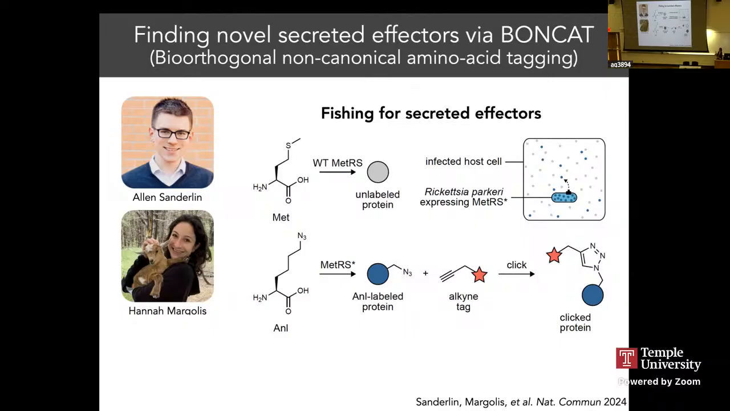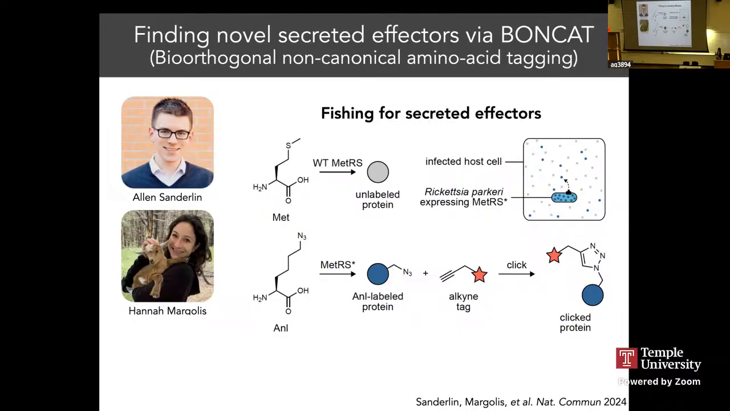And so he used this technique called BONCAT. Essentially, as the bacteria are secreting proteins into the host cell, they're vastly outnumbered by the host proteome. We've tried to mass spec the whole proteome and see if we can enrich or identify bacterial factors, and they're definitely outnumbered.